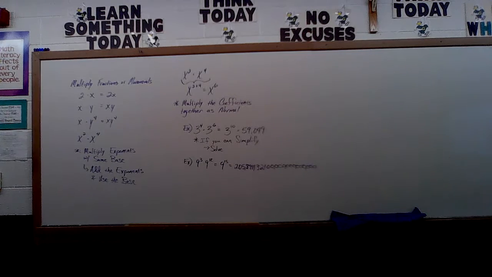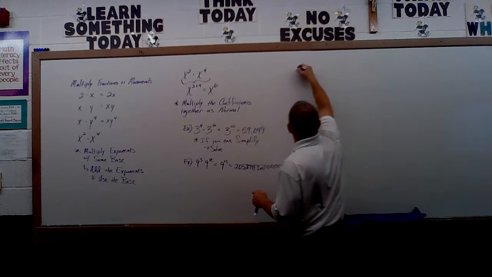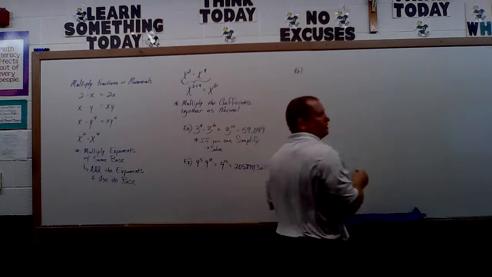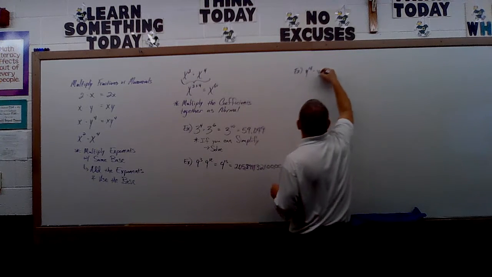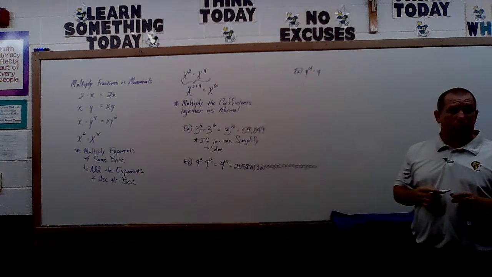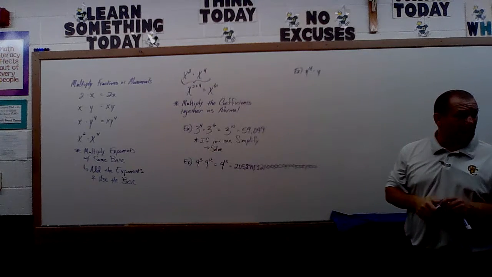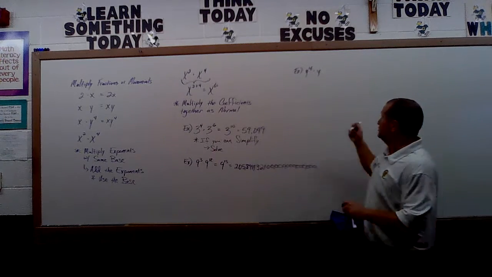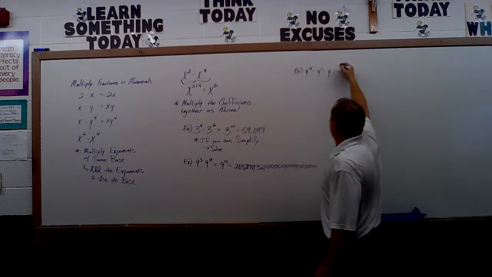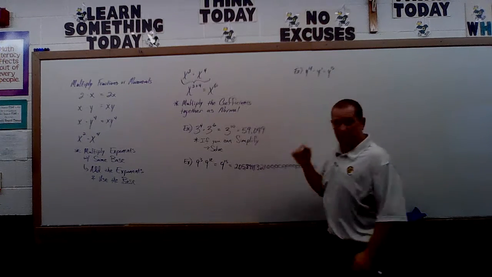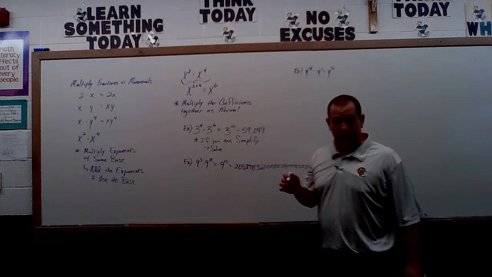Understand what the numbers do? How about this one right here? What do we get if we do this? y to the 4th times y. What is the exponent of the second y? 1, right? So if there's nothing there, remember it's always 1, so this turns out to be y to the what? Fifth. Okay? Everybody good with that?